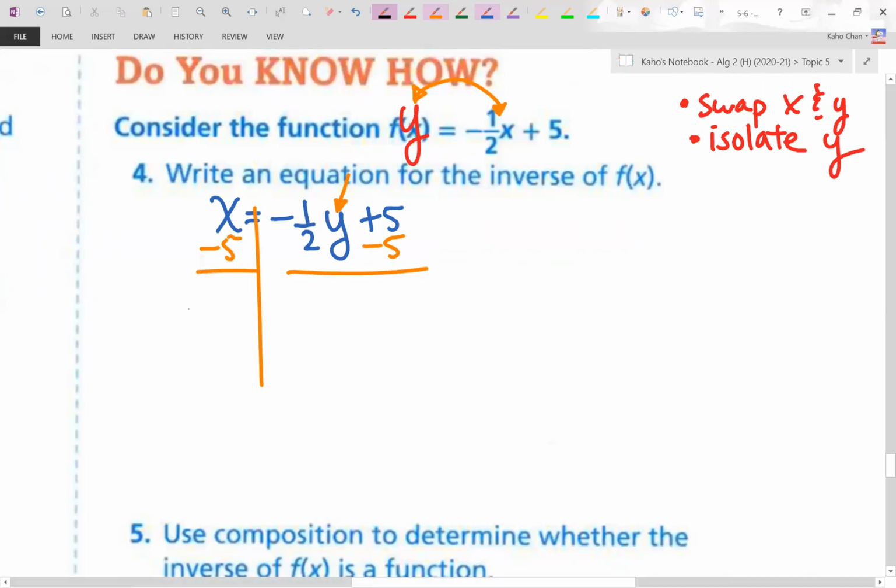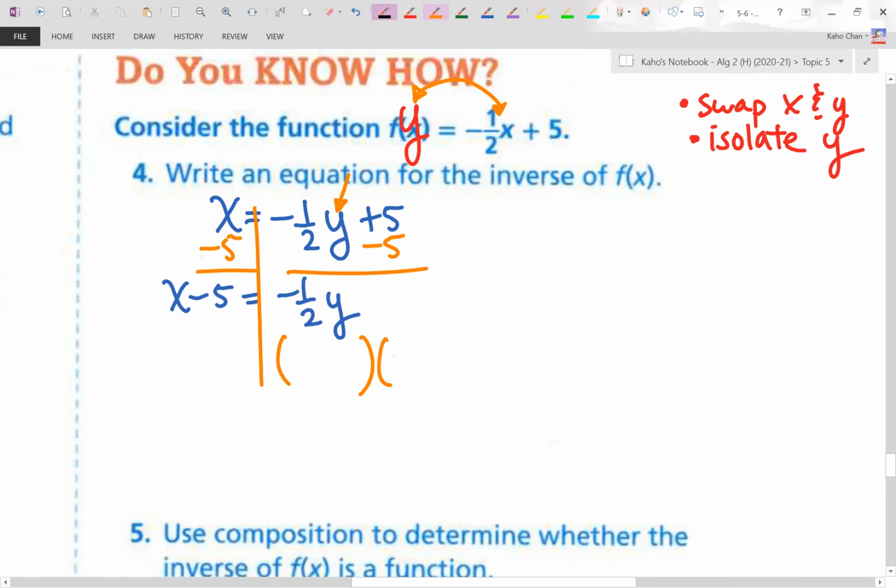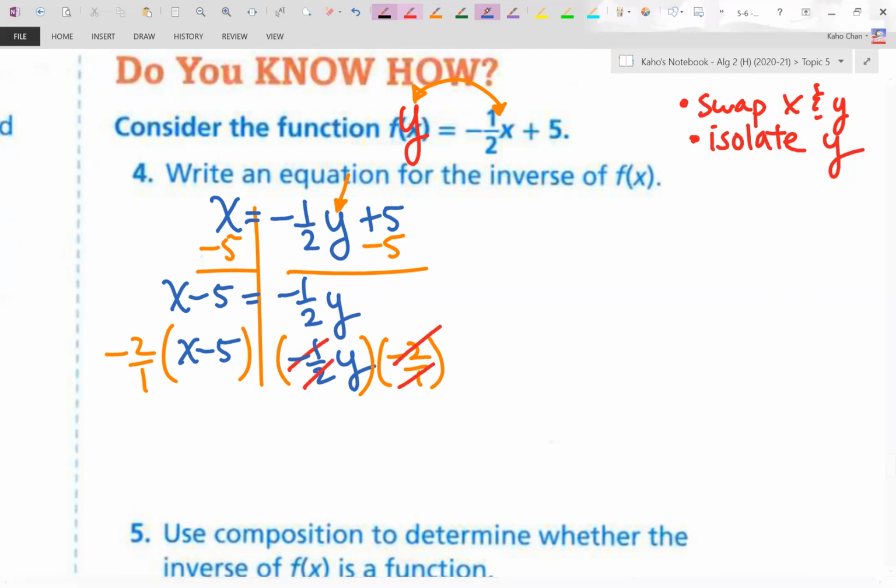Very nice. And let's get rid of that coefficient in one step. Let's multiply both sides by the reciprocal. The reciprocal, of course, is negative 2 over 1. The point of multiplying by the reciprocal, of course, is that the coefficients go away. Nice. y equals that funny mess there.